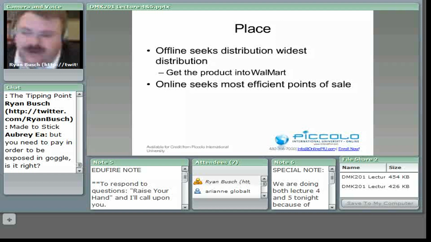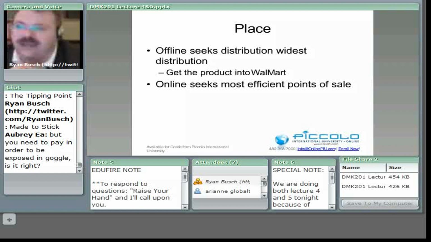Place is also an important concept. Again, if we go back into the 1960s when this concept was first developed, we understand that distribution of my product is important from a store location. Where can I go to buy this product, and how can I find it? So at the time, I'd be seeking the widest distribution possible.